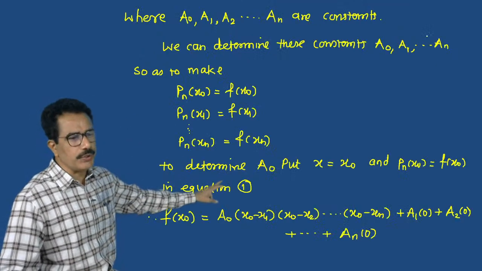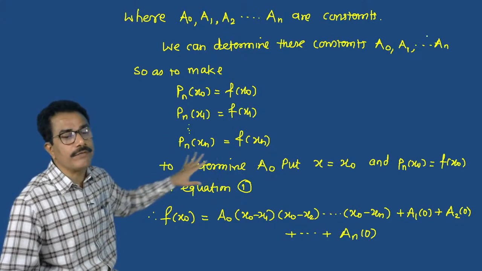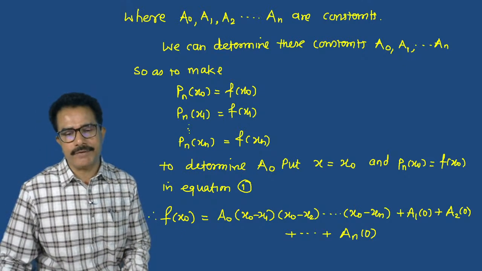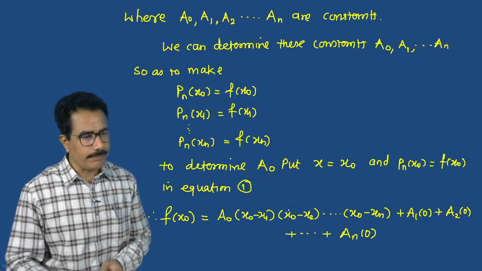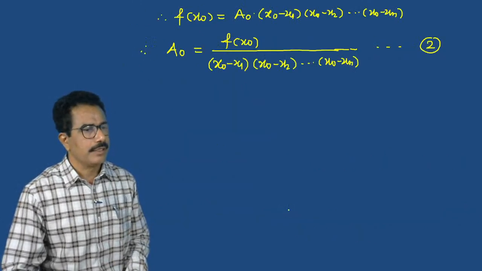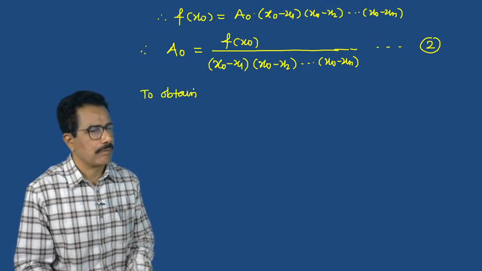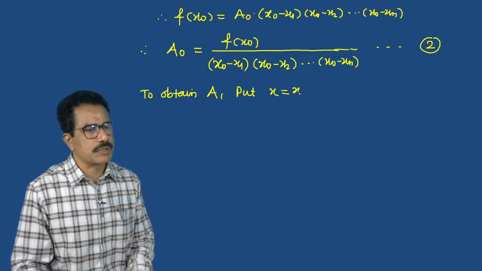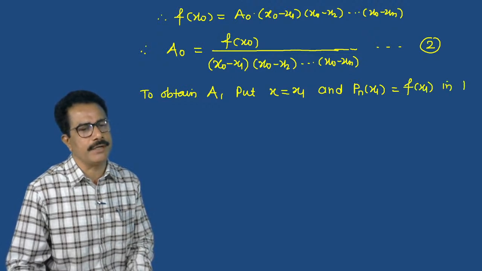To determine a0, put x is equals to x0 and Pn of x0 is equals to f of x0. Similarly we can find a1. मला सांगा बरे स्टुडंट, आता a1 फाइंड आउट करण्यासाठी काय पुटअप करावं लागेल सांगा. a1 फाइंड आउट करण्यासाठी काय पुटअप करावं लागेल. To obtain a1, put x is equals to x1 and Pn of x1 is equals to f of x1 in 1.